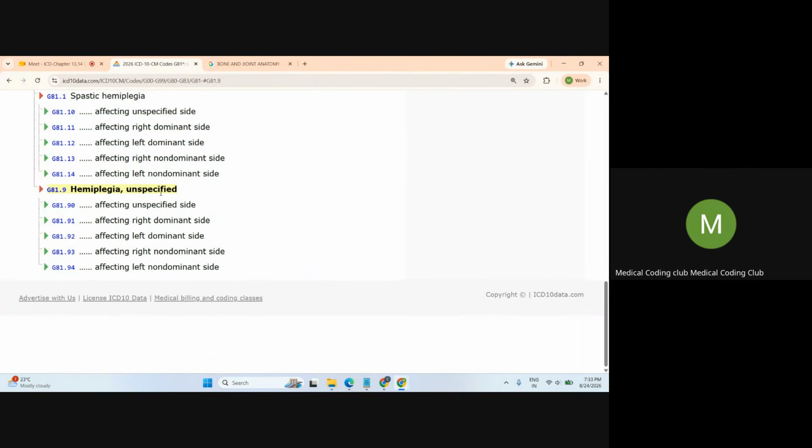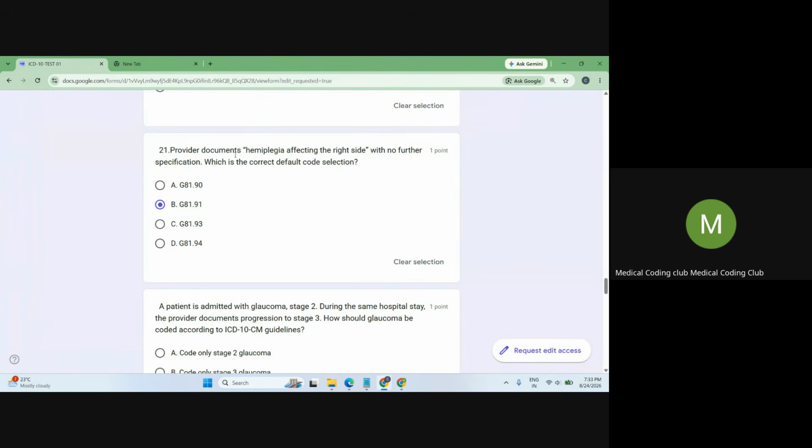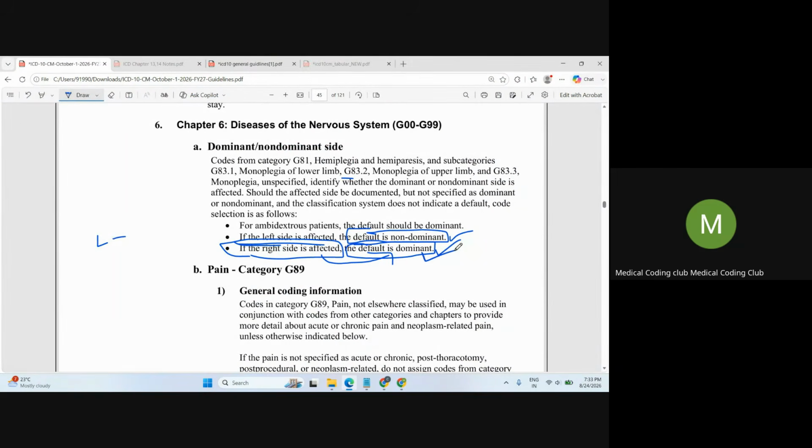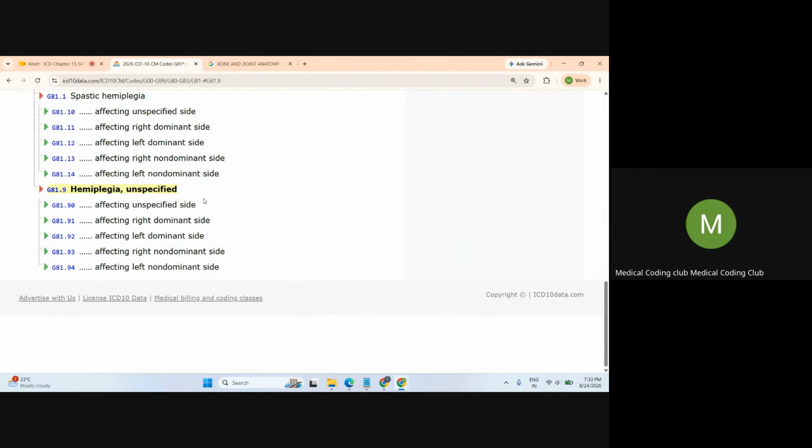Here, hemiplegia unspecified. Now I have only this information in the question: the provided documents say hemiplegia affecting right side, with no further specification. The dominance information they have not given. So you will follow the default rule. Whatever the guideline says, for right side you code dominant as default. So you will take the code hemiplegia affecting right dominant side. G81.91 code you will assign. Okay, that is the default rule.